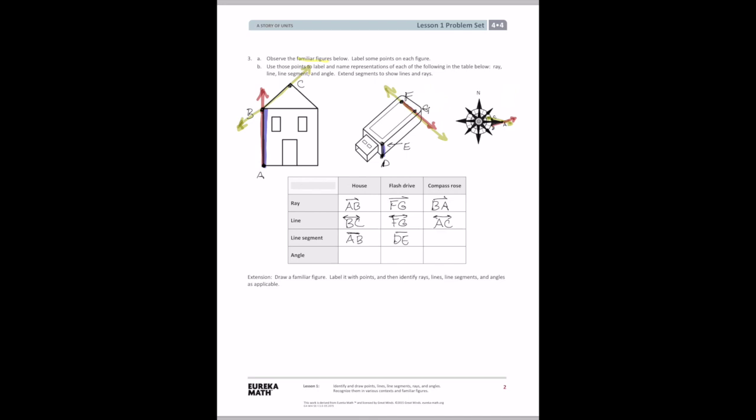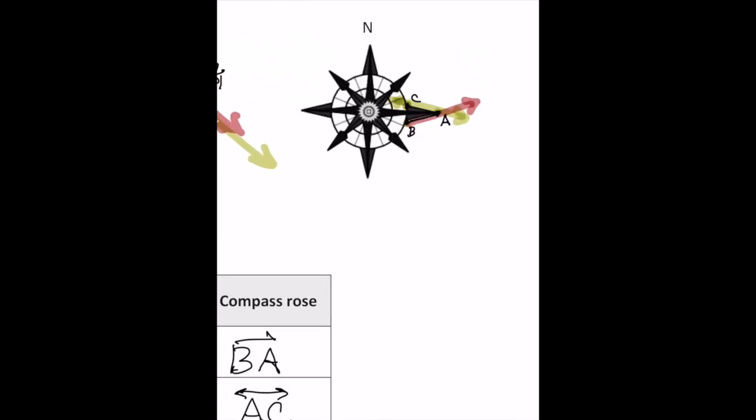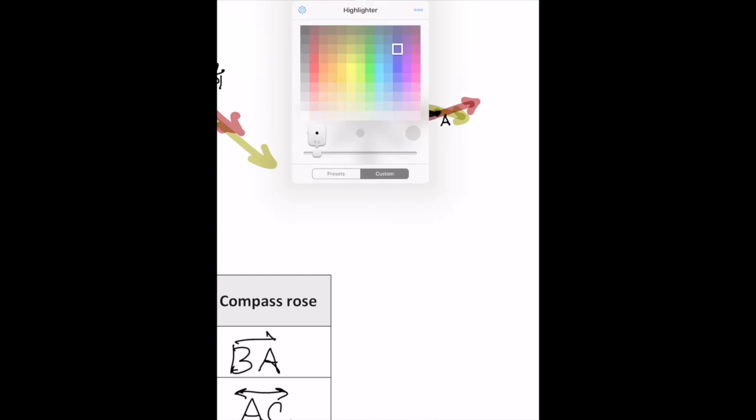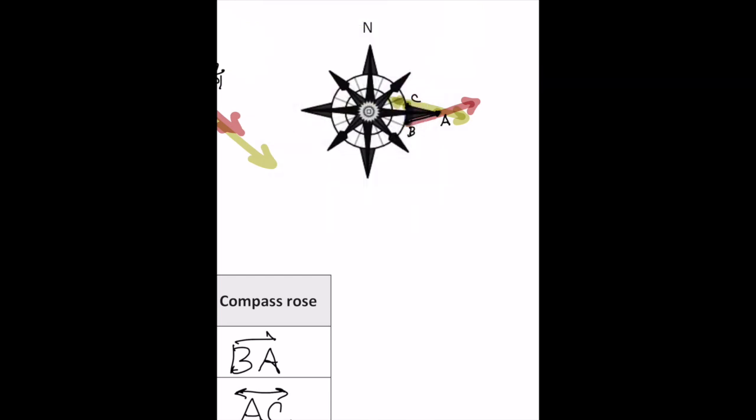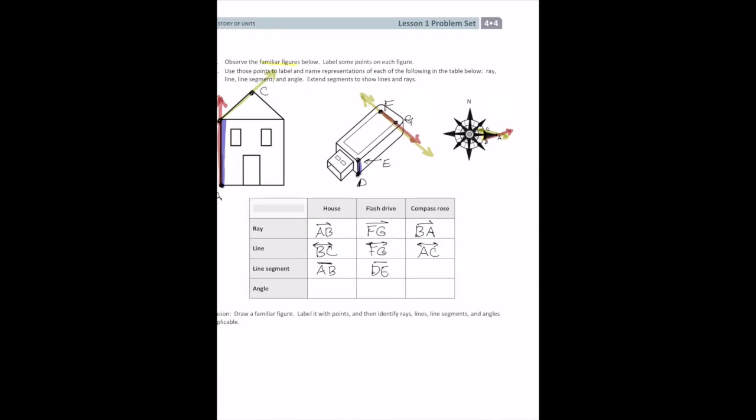And then compass rose, again zooming in. How about we try here to here? If you can see that. Let's try a brighter color so you can see that. Just from here to here. All right. So BC.